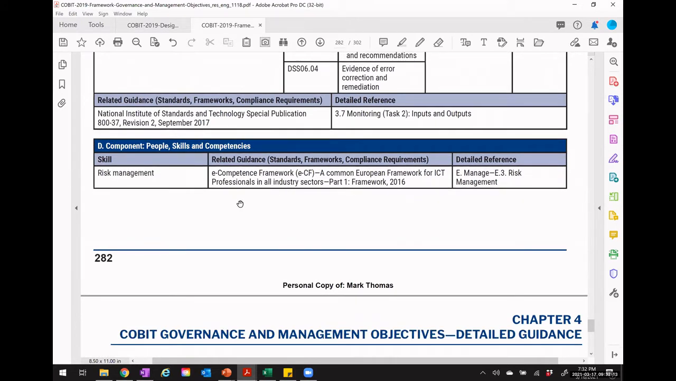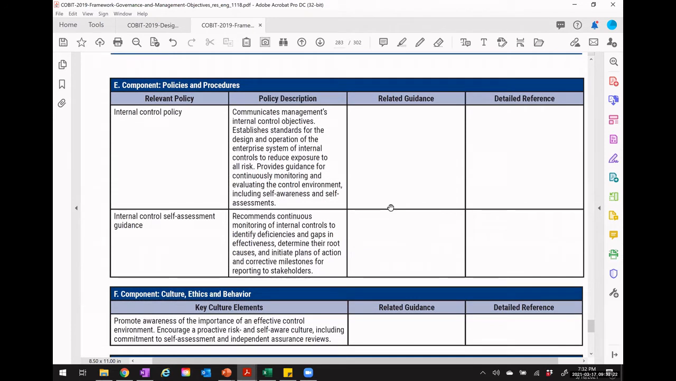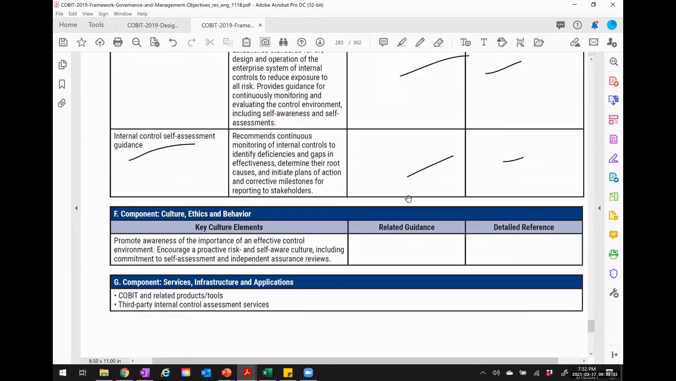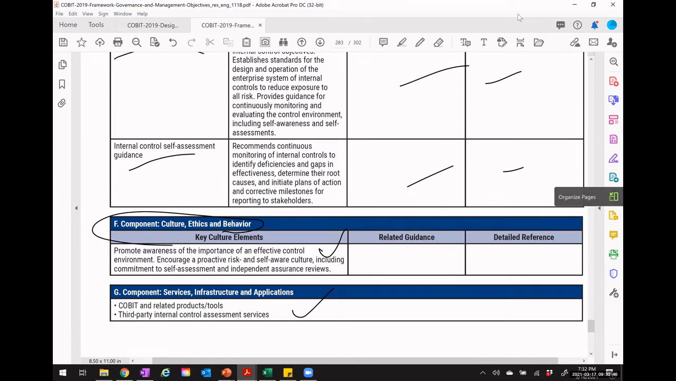The next thing we have here is people, skills, and competencies. Of course, it says what type of competencies we need to have in place for this. Policies and procedures, we stayed very high level. We need to have an internal control policy and a self-assessment policy. There's no guidance that we found in the industry that was relevant for us. And then, of course, the last 2 here, culture, ethics, behavior. Here's some cultural components and services, infrastructure, and applications areas that we need to keep in mind for this. Now, that is one of the 40 governance and management objectives.